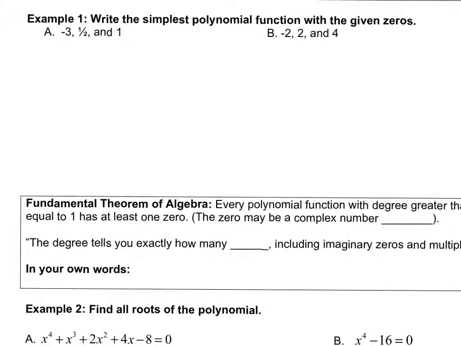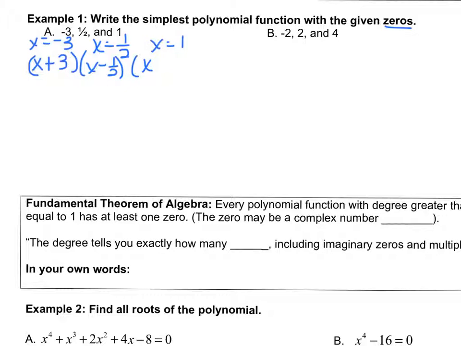Alright, what we have been given in example 1 is the zeros. So we know that this is what each of the x values are: -3, 1/2, and 1. So if those are the zeros, then we know the factors are x plus 3, x minus 1/2, and x minus 1, because you just flip the signs. So all we need to do is multiply these together.